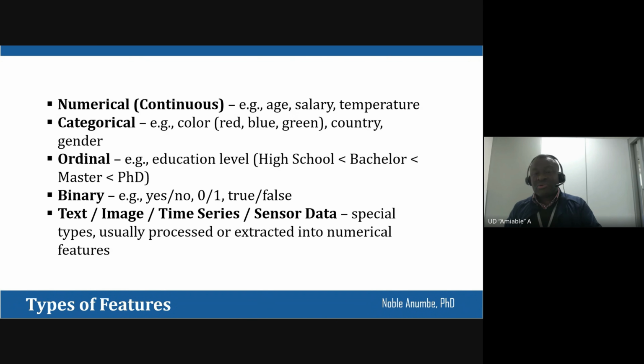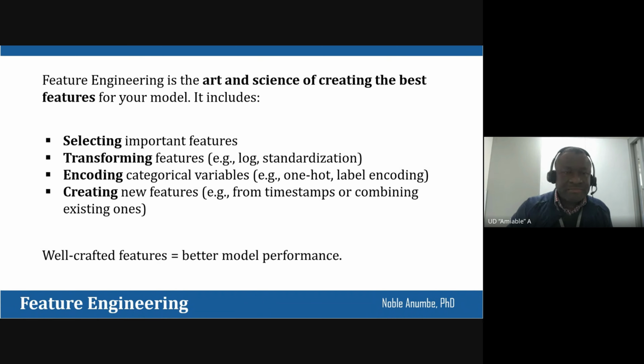And then we talked about other kinds of multimodal data like text data, image data, time series, sensor data. All of these are special types of data. And those are the kinds of data. And I mentioned that it's very important for you to have data to be able to build your models, right? We talked about all of that.